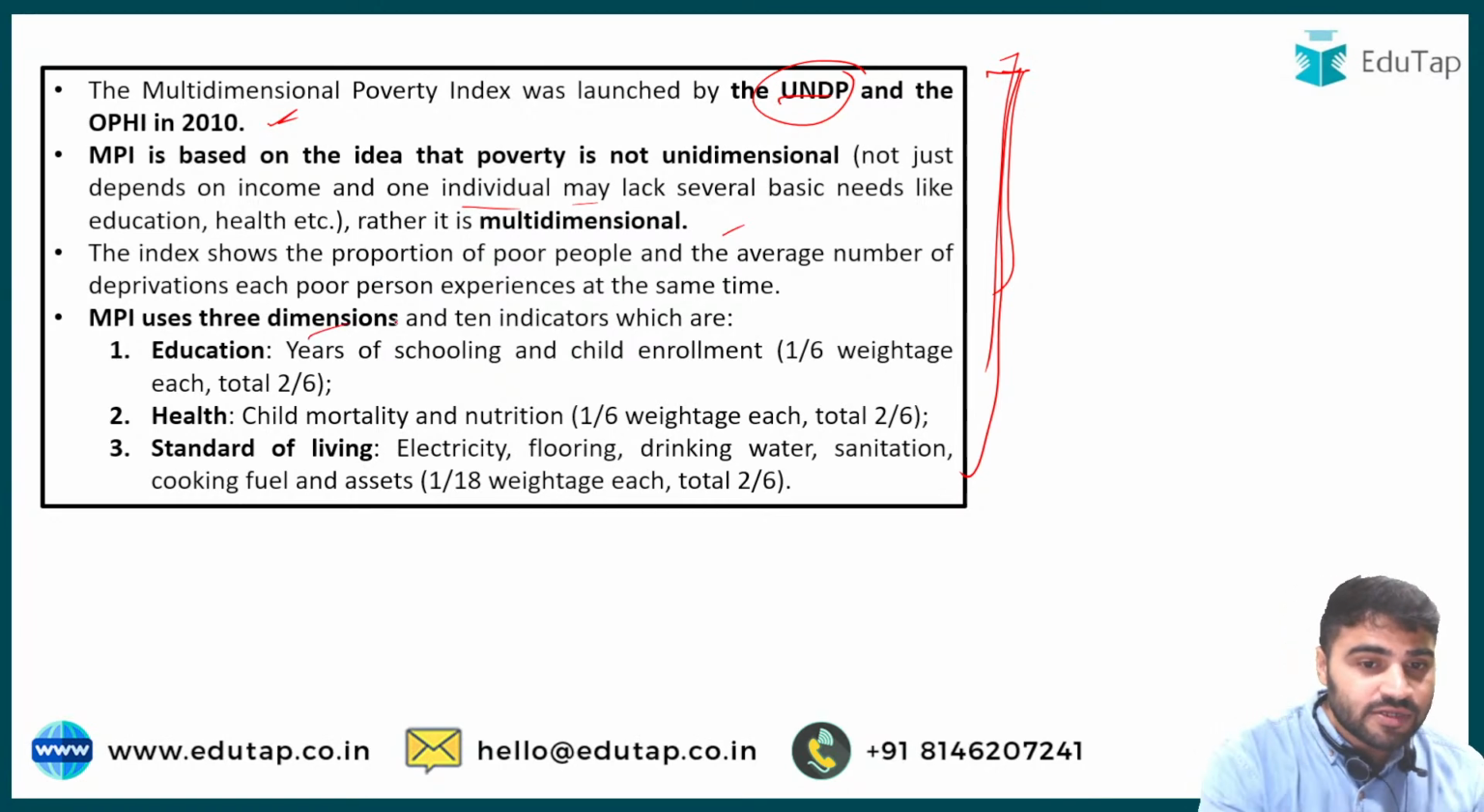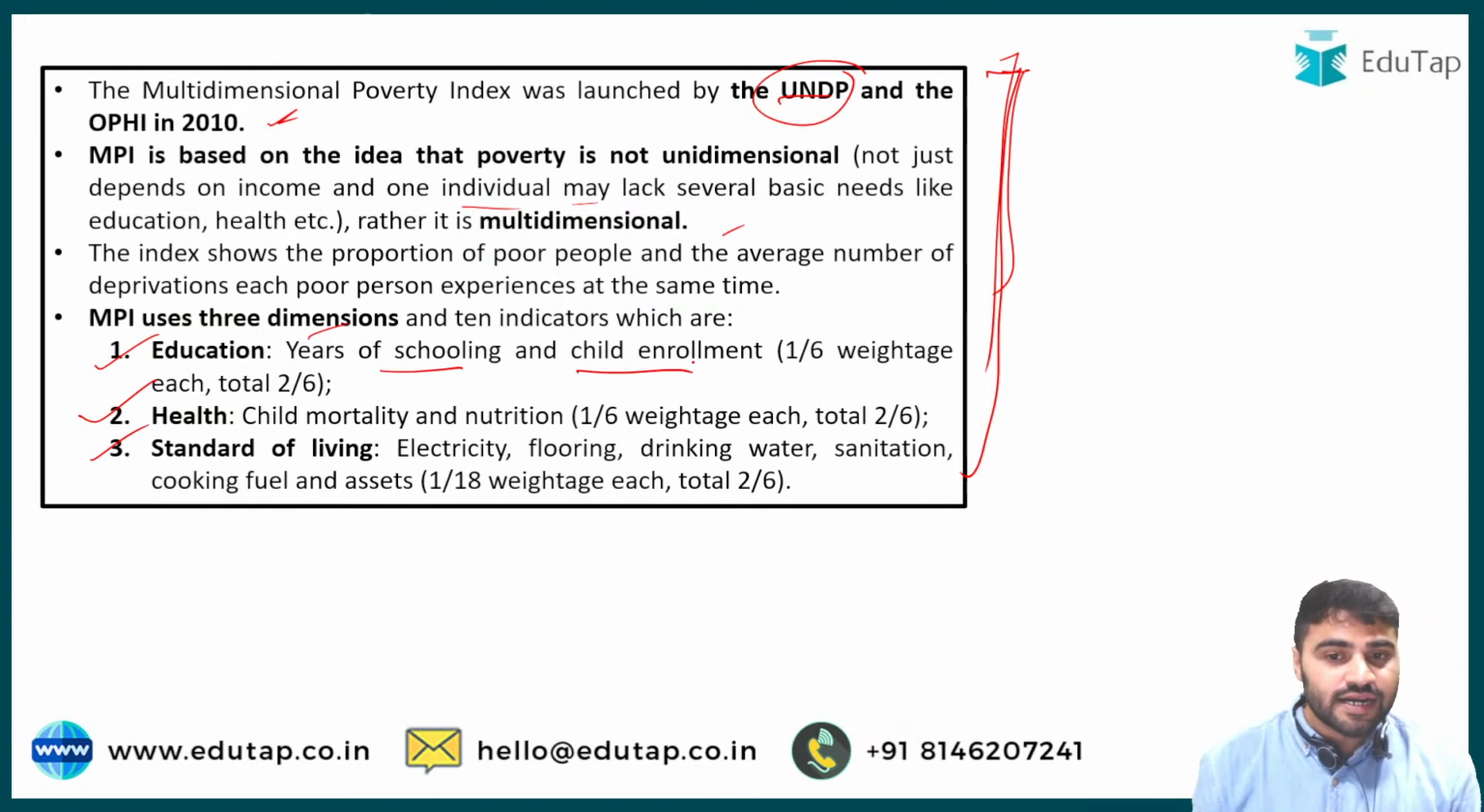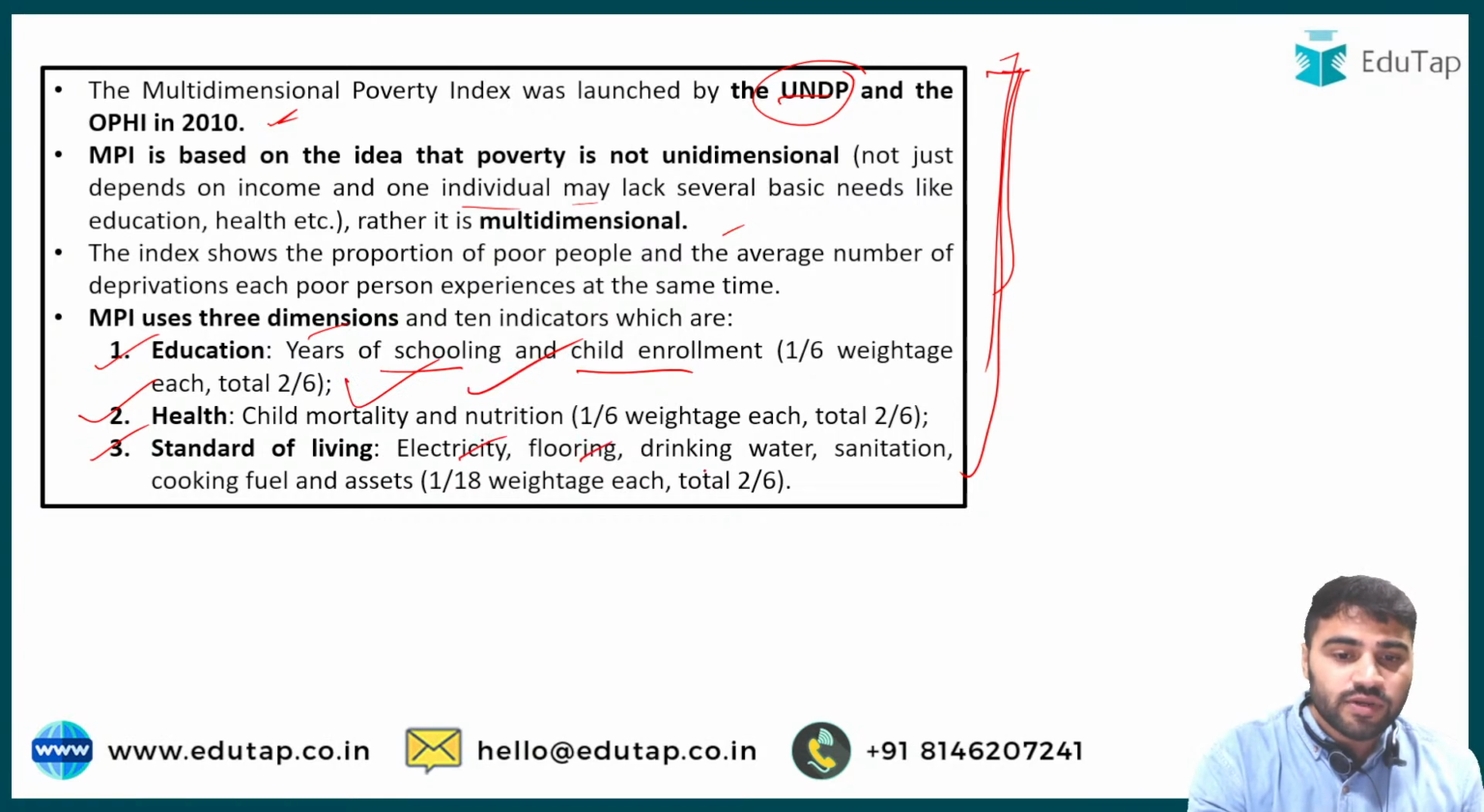MPI uses 3 dimensions and 10 indicators. So what are the 3 dimensions? The 3 dimensions are education, health, and standard of living, and the 10 indicators are years of schooling and child enrollment, child mortality and nutrition, electricity, flooring, drinking water, sanitation, cooking fuel, and assets. So these are the 10 indicators, right? You have to have an idea about all these 10 indicators as well as the 3 dimensions.